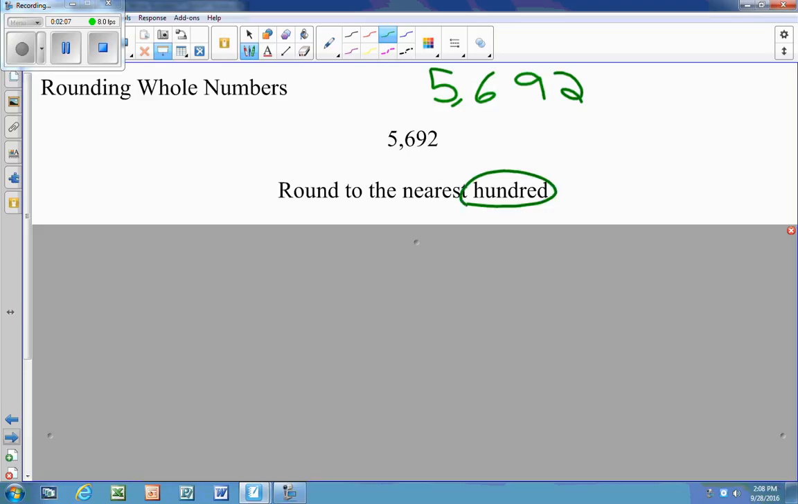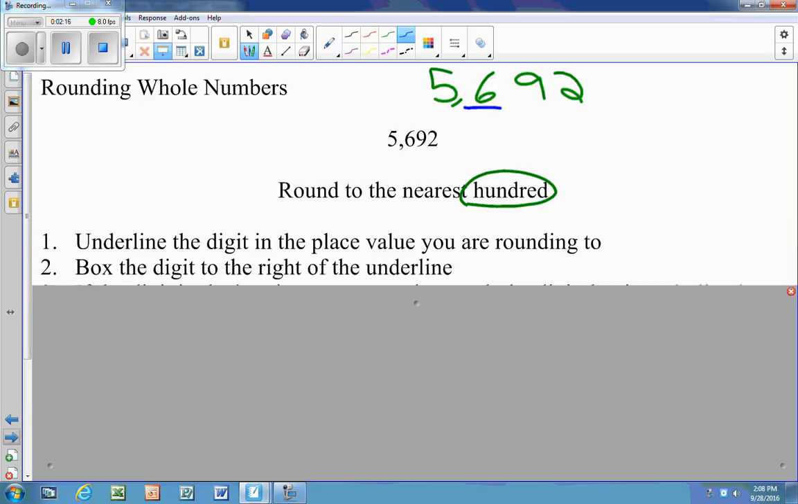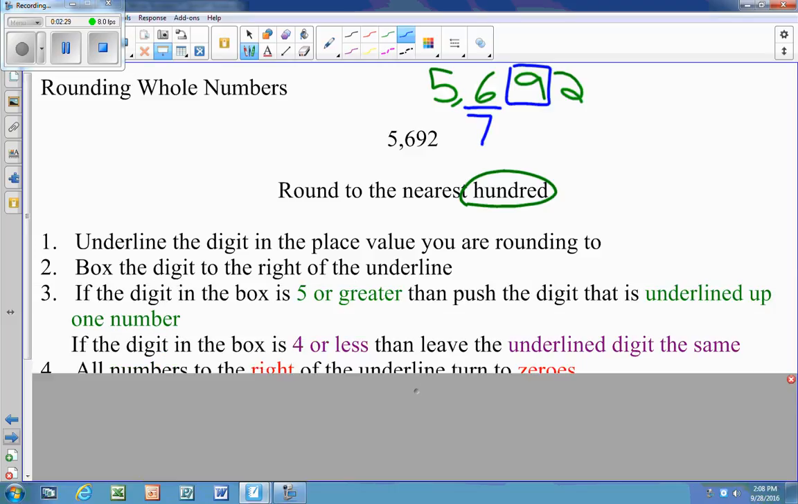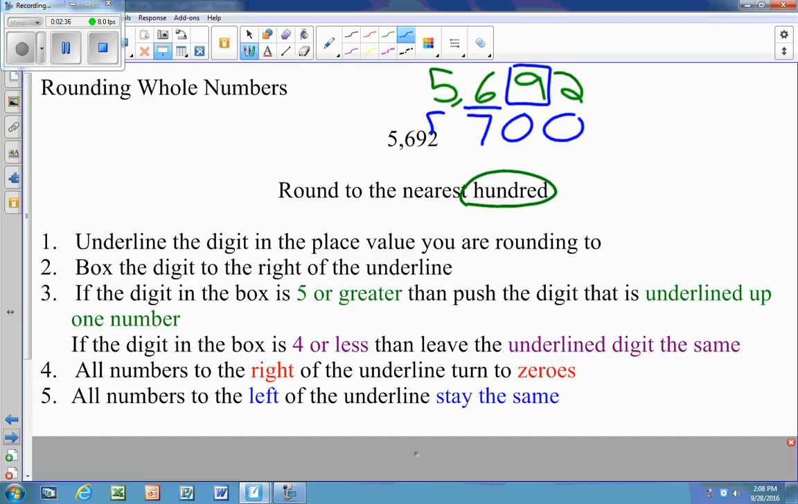Since I'm rounding to the nearest 100, I find that the 6 is in the hundreds place, so I'm going to underline it because that is my first step. Then I box the number to the right. Since it's 5 or more, I need to up the score. So I'm going to up this score to 7. Everything to the right becomes a 0, and everything to the left stays the same.